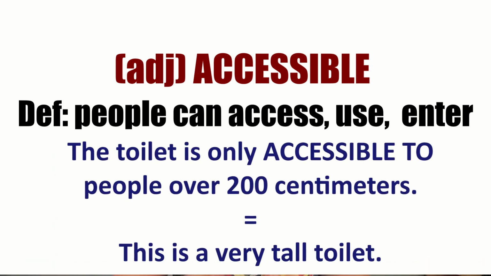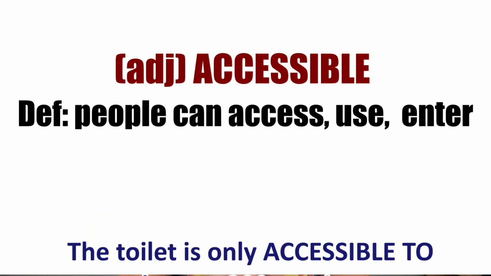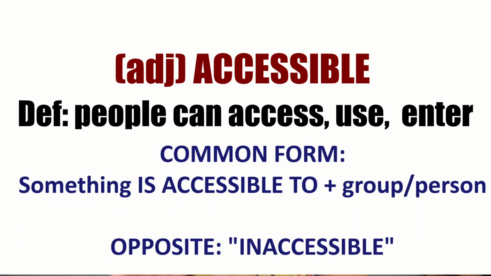Next, the toilet is only accessible to people over 200 centimeters. This is a very tall toilet. If you're short, you won't have a chance. Note the form. Something is accessible to person. And the opposite of accessible is inaccessible. Because of YouTube, this lesson is accessible to you.